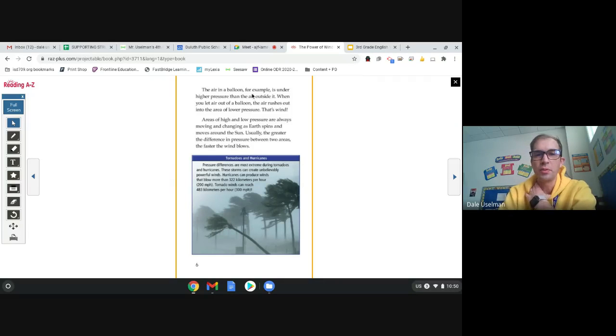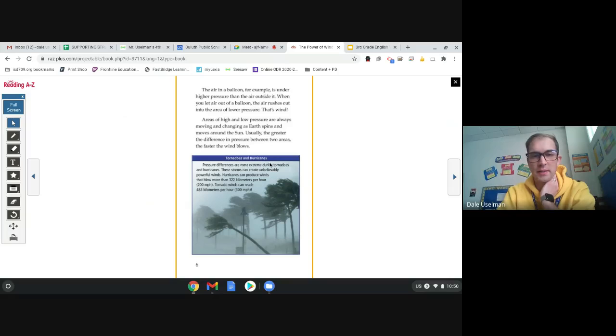The air in a balloon, for example, is under higher pressure than the air outside it. When you let air out of a balloon, the air rushes out into the area of lower pressure. That's wind. Areas of high and low pressure are always moving and changing as Earth spins and moves around the sun. Usually, the greater the difference in pressure between two areas, the faster the wind blows.